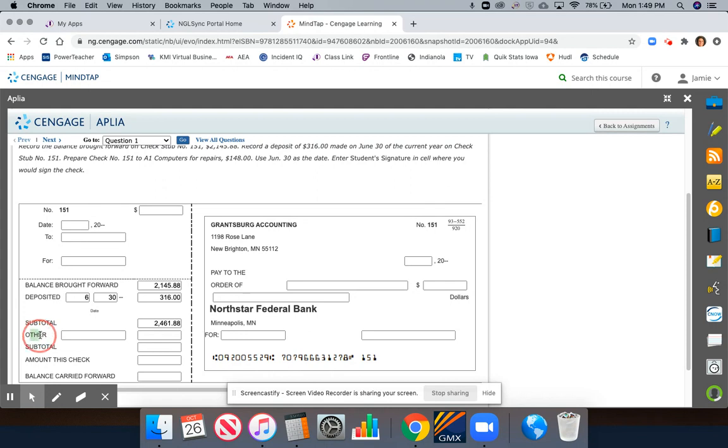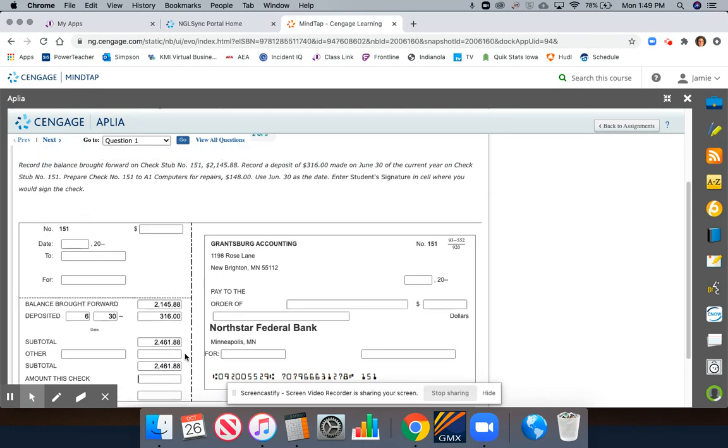Other is where we would write any other expenses that would go on this check, which we don't have any. So then we could just carry our subtotal down, $2,461.88. And then that is all we need to do as far as updating our balance.